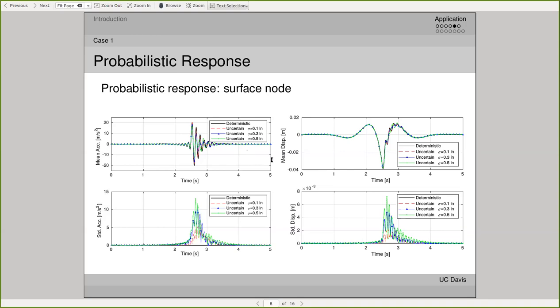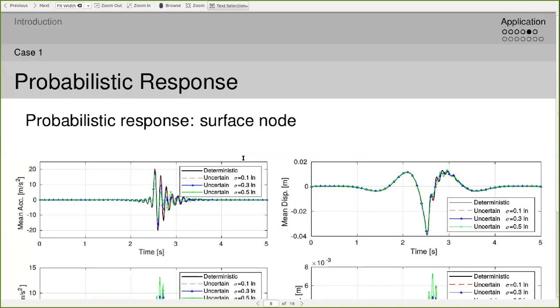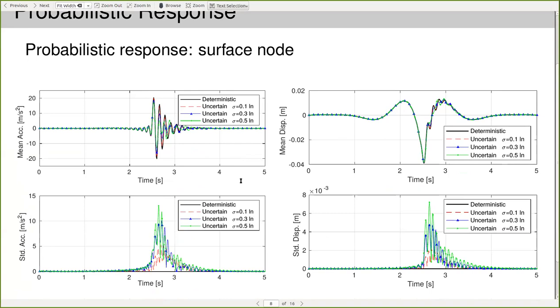Here I'm showing you the, maybe I need to zoom in a little bit. Yeah, that's a really good idea.